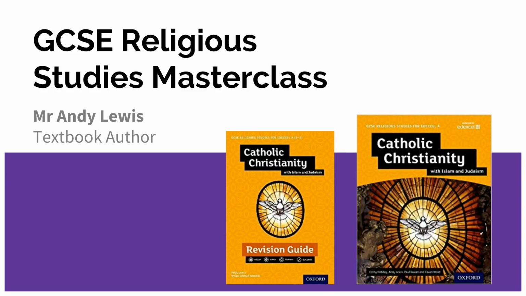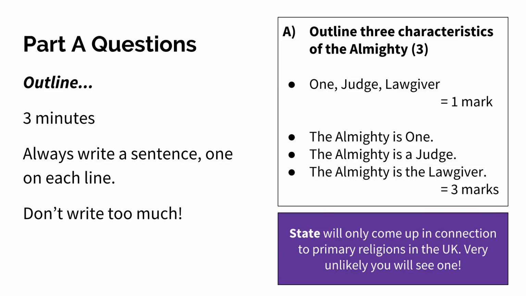Okay, we will start with part A questions. These will nearly always begin outline. The exam board suggests that you only have 3 minutes to answer them, and I would suggest you always write a sentence for each point, one on each line, kind of in a bullet point format. It's really important you don't write too much. Actually, it'd be great if you could do this in just 2 minutes rather than 3.